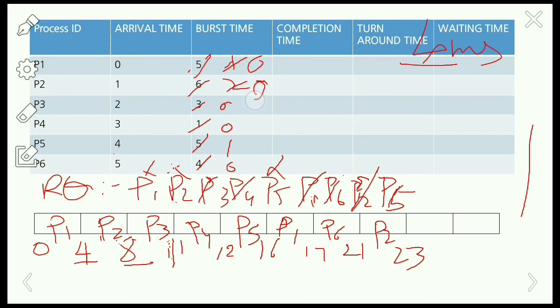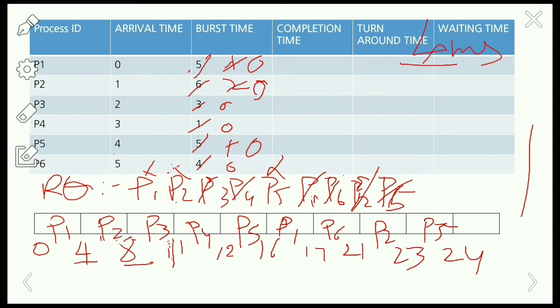Now what process is available here? P5. P5 will be allowed to execute for 1 unit of time, that is 24. Like this, all the processes have finished the execution based on the round robin scheduling algorithm. Here I have taken the time quantum as 4 milliseconds.